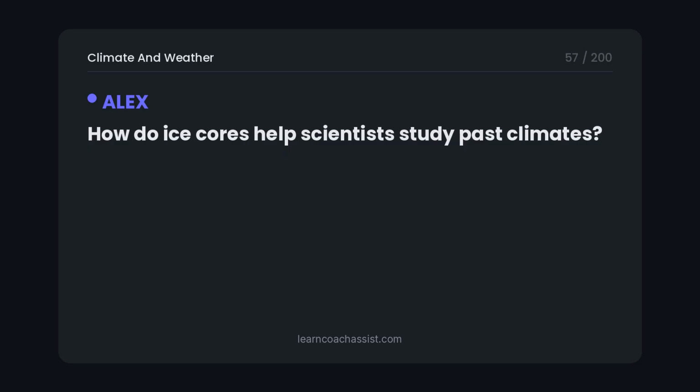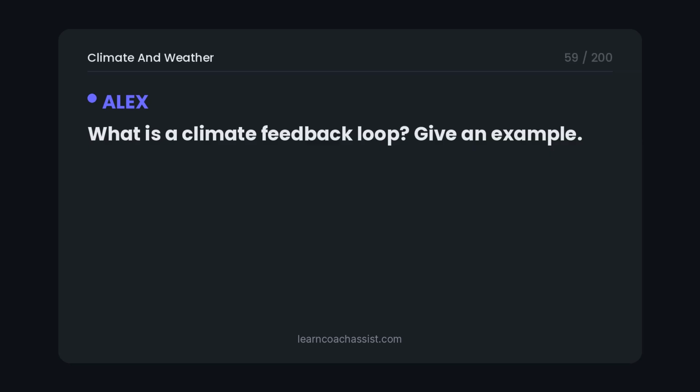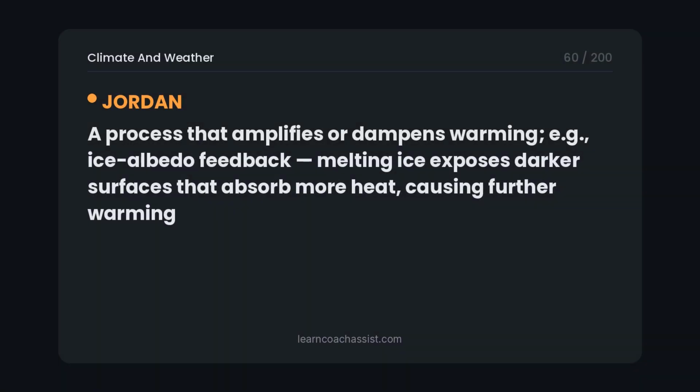How do ice cores help scientists study past climates? Trapped air bubbles in ice cores preserve ancient atmospheric gas concentrations, allowing measurement of CO2 and temperature over hundreds of thousands of years. What is a climate feedback loop? Give an example. A process that amplifies or dampens warming, e.g., ice albedo feedback. Melting ice exposes darker surfaces that absorb more heat, causing further warming.